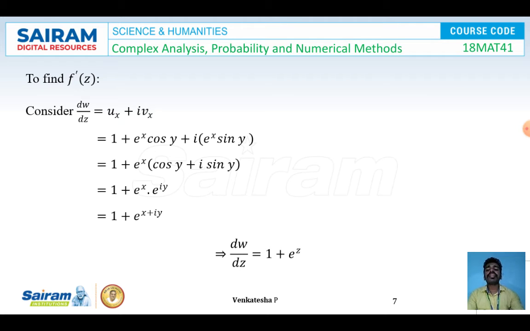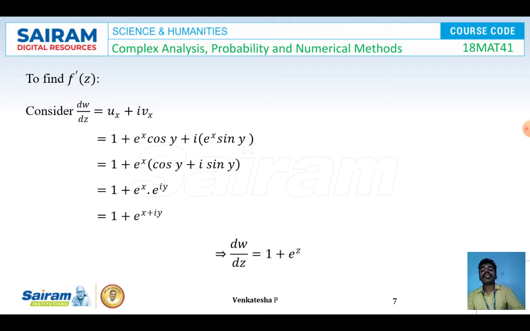Now from this equation, from the first and second term, I am taking e power x as common factor. So I got 1 plus e power x into cos y plus i sin y, and this cos y plus i sin y is nothing but e power iy. So I got 1 plus e power x into e power iy. Since their bases are the same, I can add the powers. So I got 1 plus e power x plus iy.